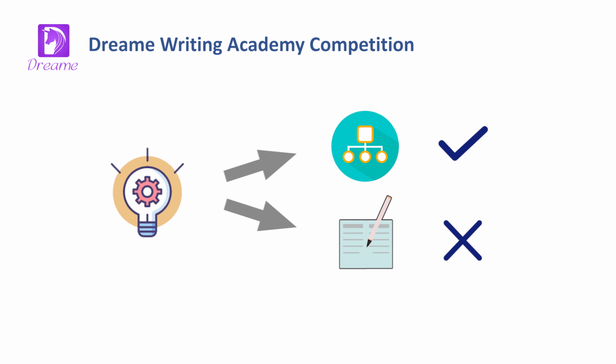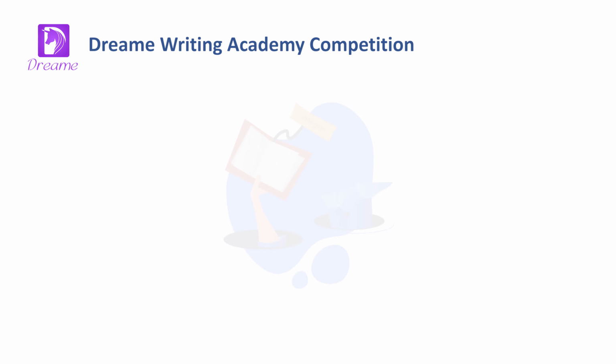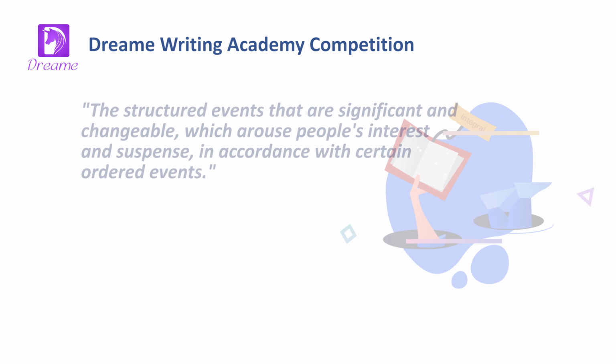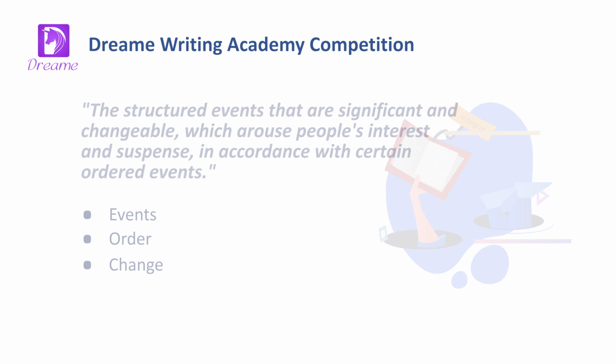For today's topic, we will review the first step in synopsis writing. Determine the main plot point. Number 1. What is main plot? Well, the word plot has multiple definitions, one of which is the structured events that are significant and changeable, which arouse people's interest and suspense in accordance with certain ordered events. To better understand the definition, let's focus on 3 key words: events, order, and change.